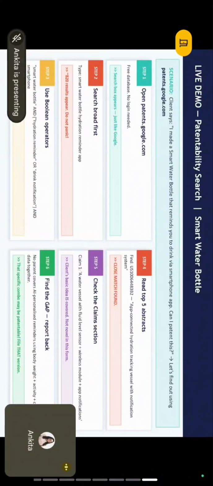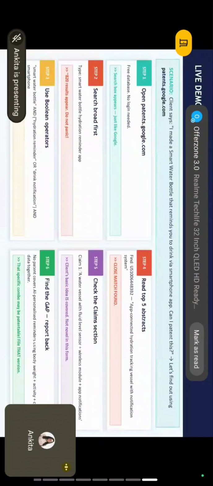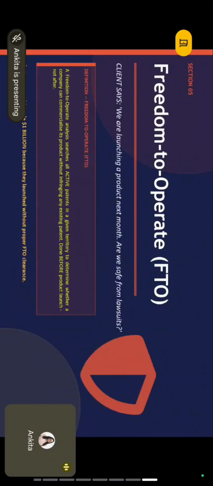So what we do, we tell the client that yes, the idea that the client has given cannot be patented because it already exists, but the client can modify their invention by including these features, and there is no patent on this. So this version can be patented. So this is the example of a patentability search.